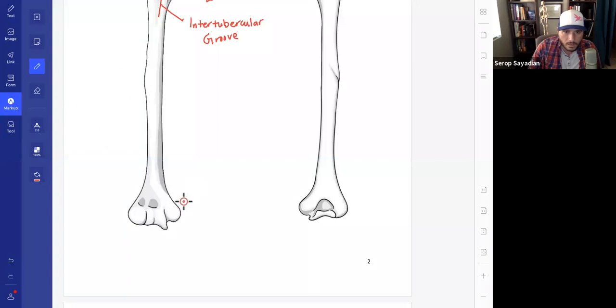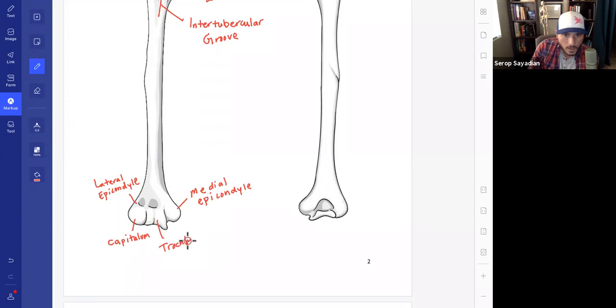Okay, so here is the medial epicondyle. Here is the lateral. And then we're going to have those two structures inside. One of them is called the capitulum. The other one's called the trochlea. I'll cover those more in detail in just a second.